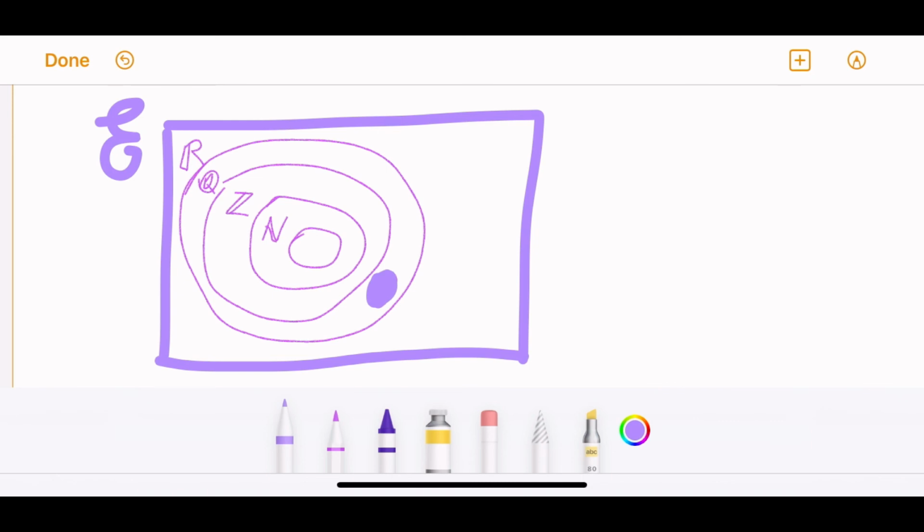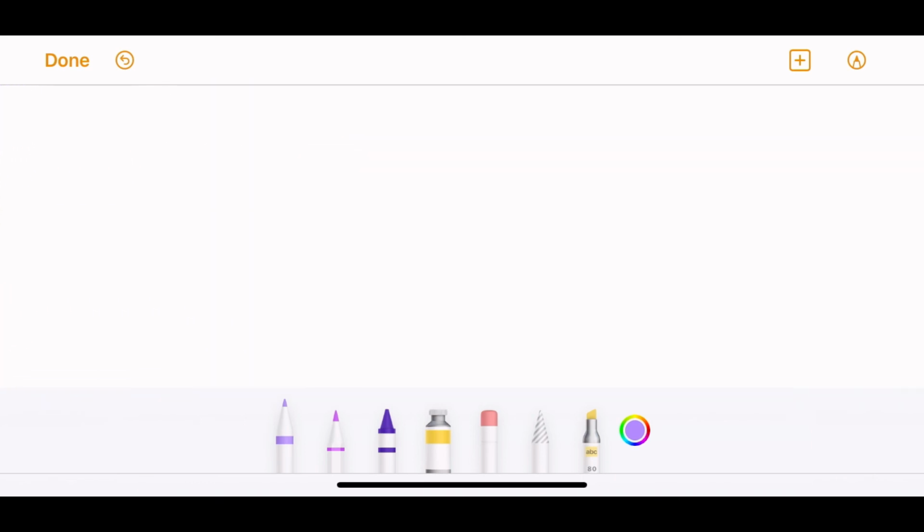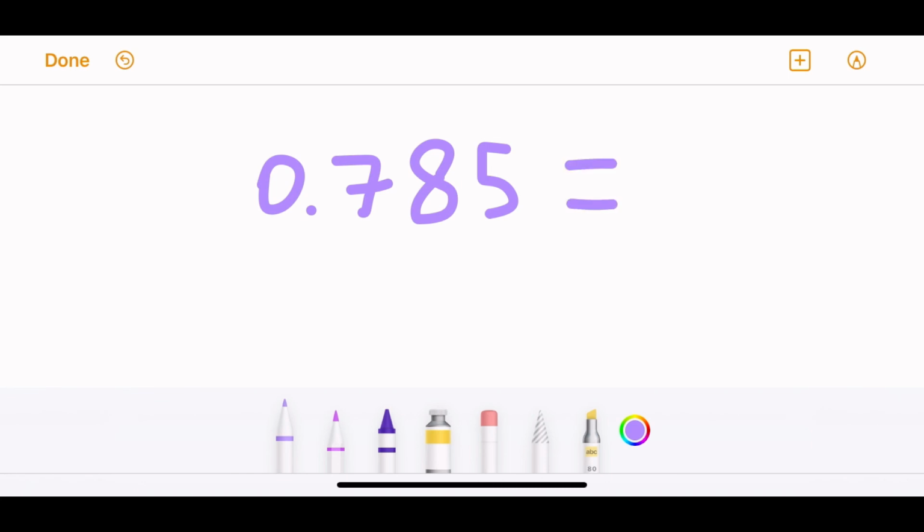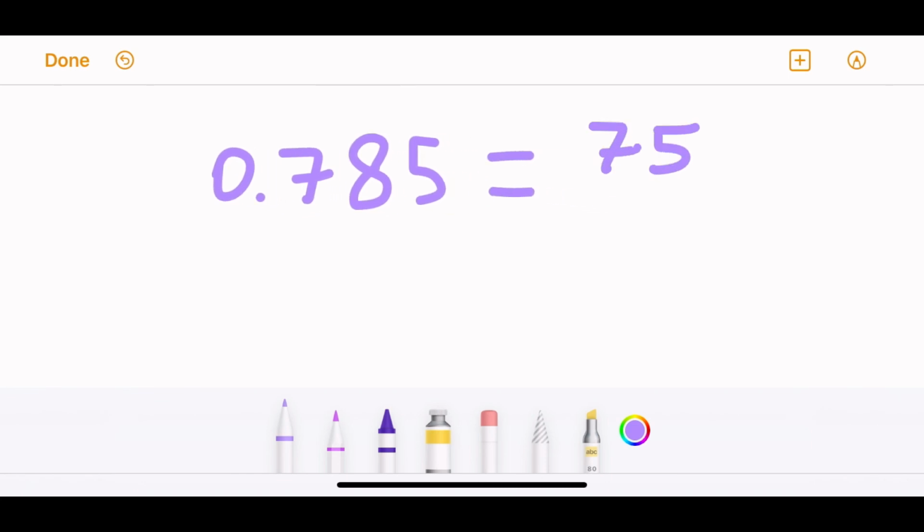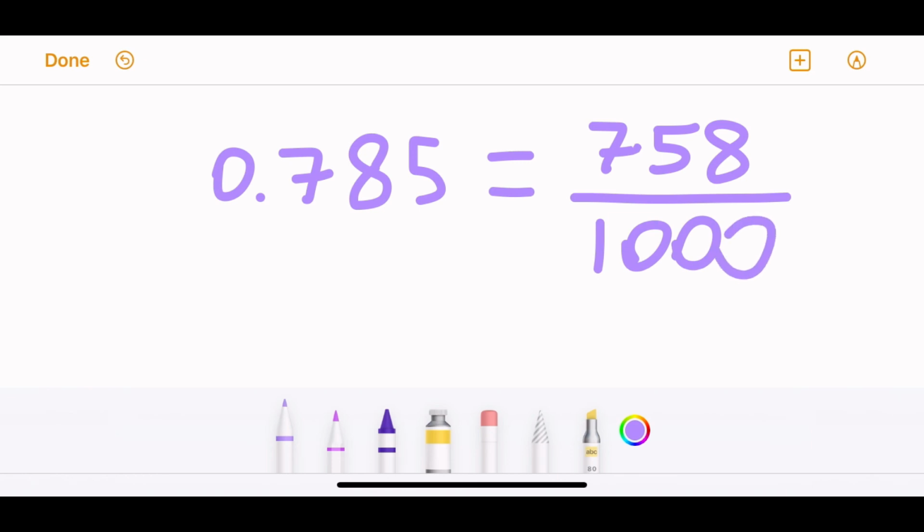Now we will move on to look at some numbers, and we will identify whether they are rational or irrational numbers. Let's start with a simple one, 0.785. Is this number irrational or rational? Well, this number can be put as a fraction for certain. It can be written as 785 over 1,000. If you multiply 0.785 by 1,000, you get 785. So it can be put as a fraction, therefore it is a rational number.